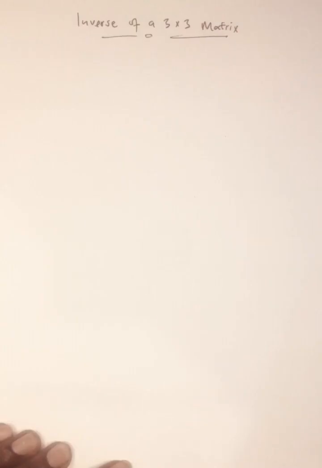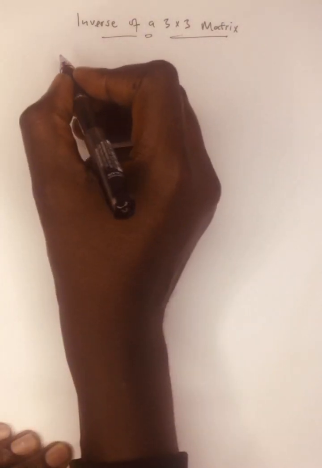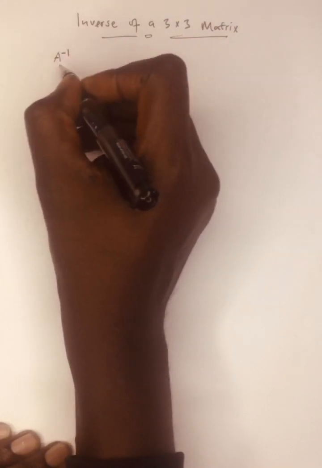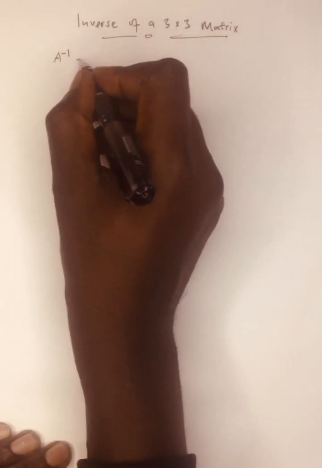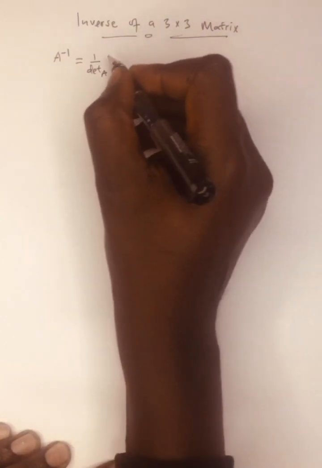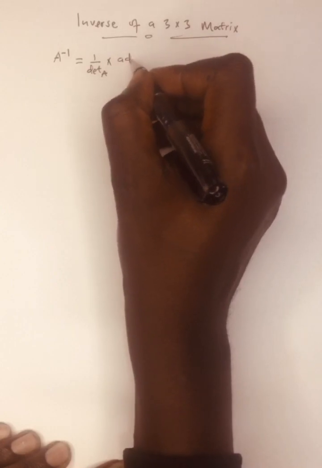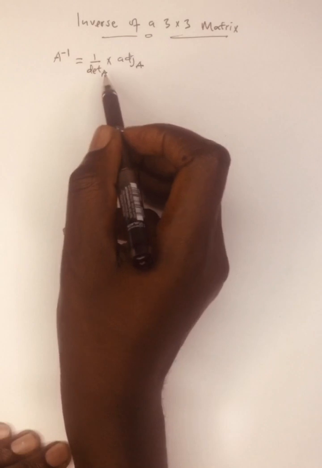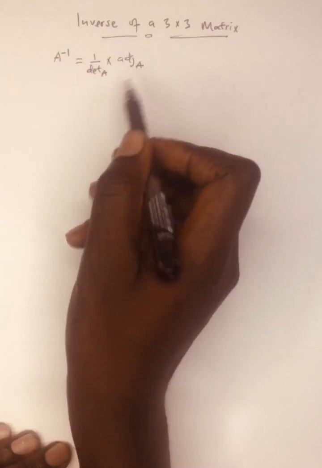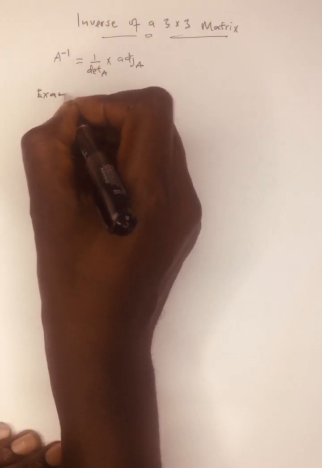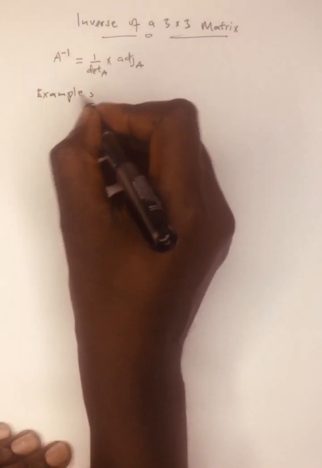In this video, we're going to learn how to obtain the inverse of a 3 by 3 matrix. For us to be able to obtain the inverse of a matrix, say A, noted by A raised to power negative 1, we're going to take 1 over the determinant of A times the adjoint of A. So it therefore means that for us to obtain this, we're going to need the determinant of A and the adjoint of A. So let us use examples so that we can understand how this works.